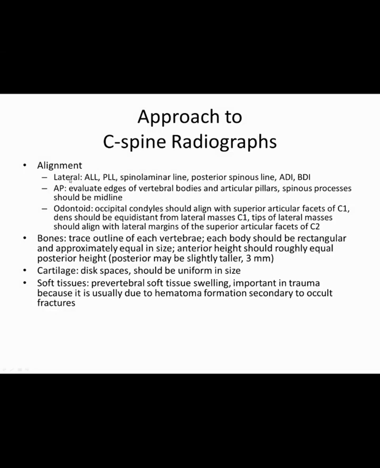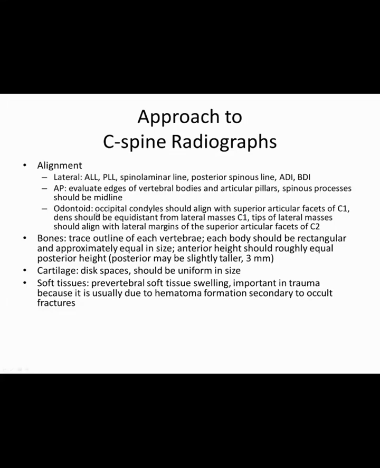On the lateral view, you can assess the anterior longitudinal line, the posterior longitudinal line, the spinolaminar line, and the posterior spinous line, the atlantodens interval, or ADI, and the basion dens interval, or BDI. On the AP view, you can evaluate the edges of the vertebral bodies and their articular pillars to see if they're aligned, and the spinous processes should all be midline and equidistant between the pedicles.